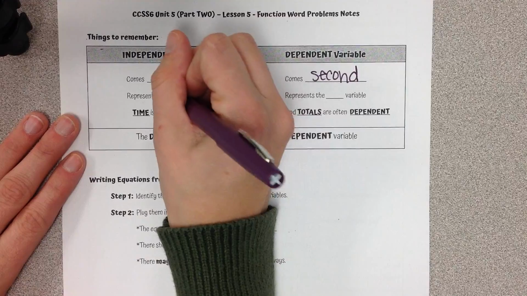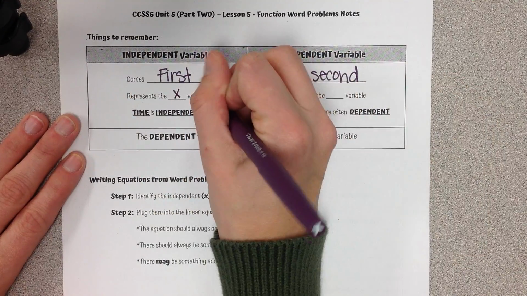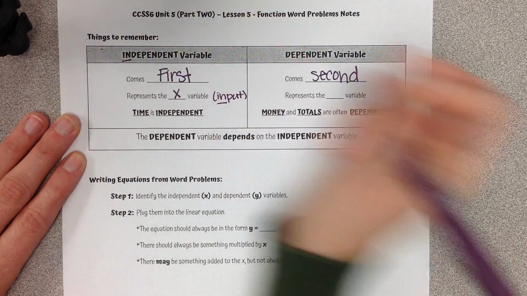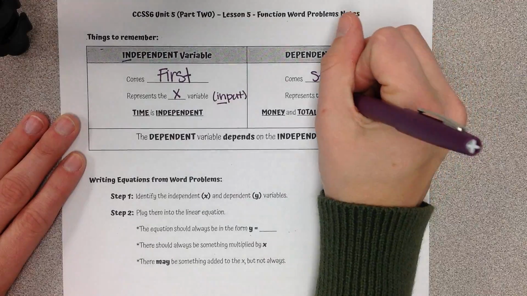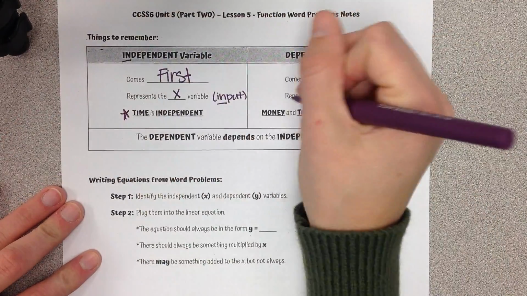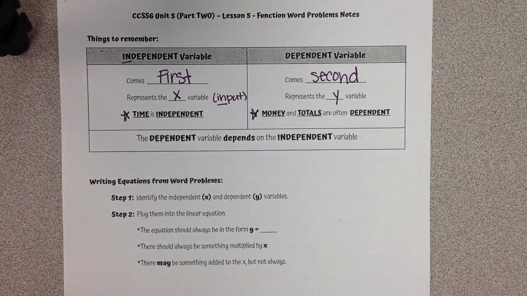Independent represents our x variable. It is our input. Independent, input. Dependent represents the y variable. And then these spots I want you to put a star next to, and we are going to highlight. These are the questions that you should be asking yourself.